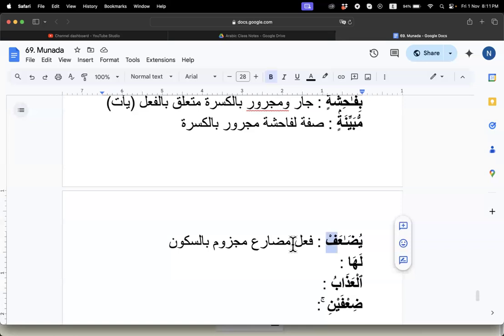Okay. What family is this? Family three. What are the root letters? Dad, Ain, Fa. Can you give me the madi and mudhari? Da'afa, yud'ifu. Yes, this is yuda'afu, not yuda'ifu.